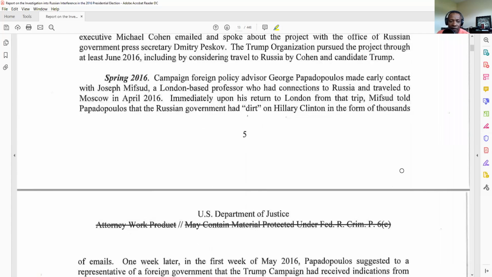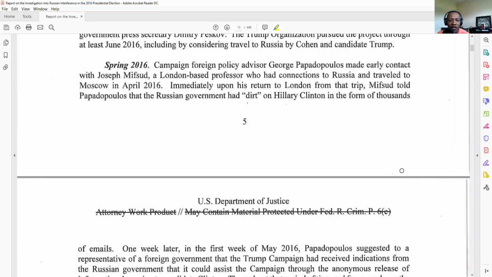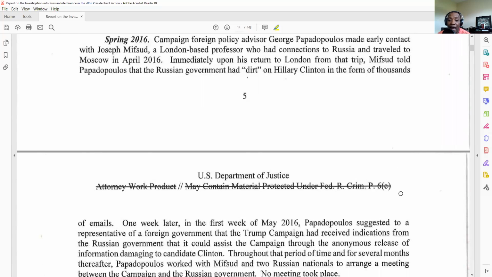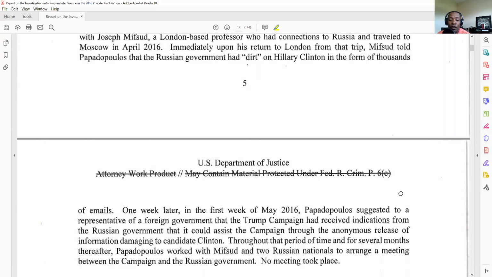Spring 2016. Campaign foreign policy advisor George Papadopoulos made early contact with Joseph Mifsud, a London-based professor who had connections to Russia, and traveled to Moscow in April 2016. Immediately upon his return to London from that trip, Mifsud told Papadopoulos that the Russian government had "dirt on Hillary Clinton" in the form of thousands of emails.